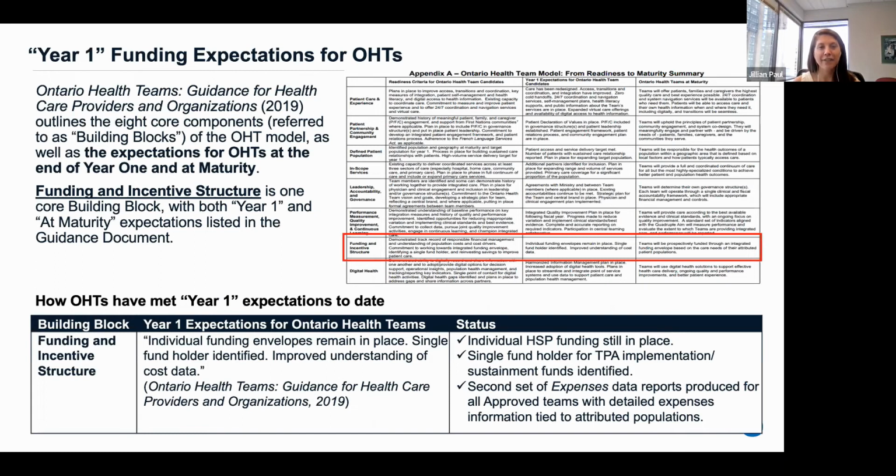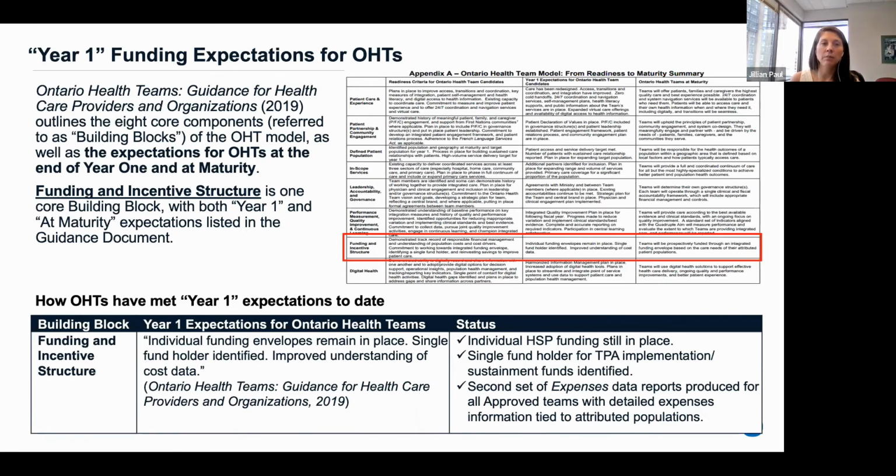If you have very good eyes, you may be able to read this, but in 2019, in the guidance document that was presented at the time of Ontario Health Teams being announced and launched, there was, in the appendix, I promise it is, even though you can't see it on the slide, an outline of 8 core components that we've referred to, if you've been listening to any of our webinars before, as the building blocks of the OHT model.